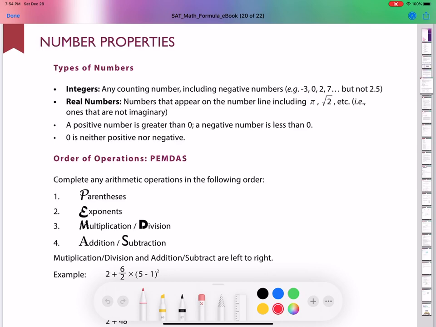Today I want to make a special video again. This video is to summarize all formulas for SAT. All formulas that you have to know before you go to SAT test.